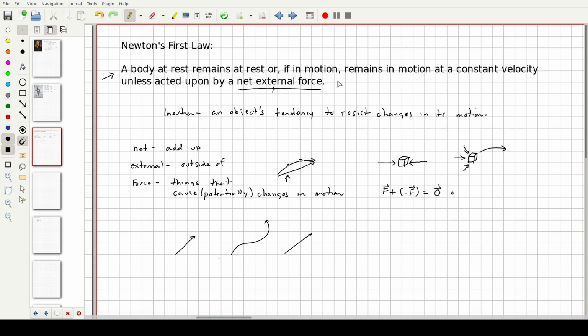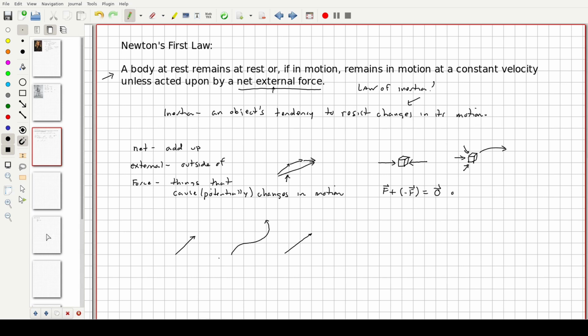Now, that said, we're going to come back to this here in a little bit, but I would like to also tell you about the other name that we give Newton's first law, and that is the law of inertia. Okay, so you can see how it relates to the definition of inertia.